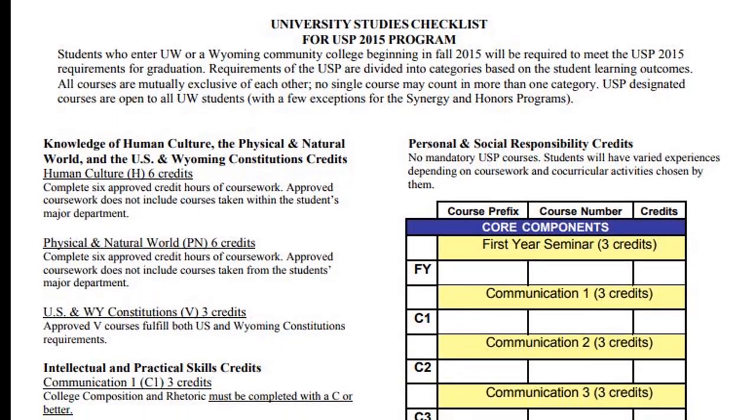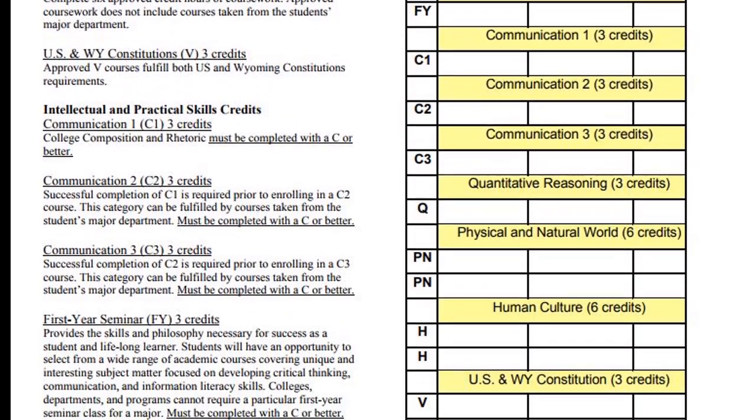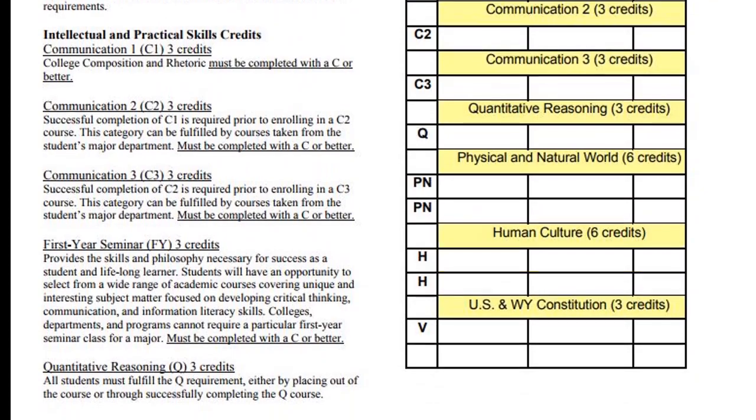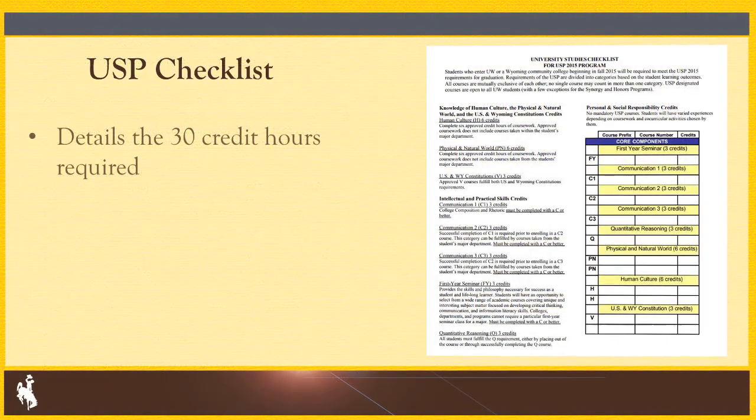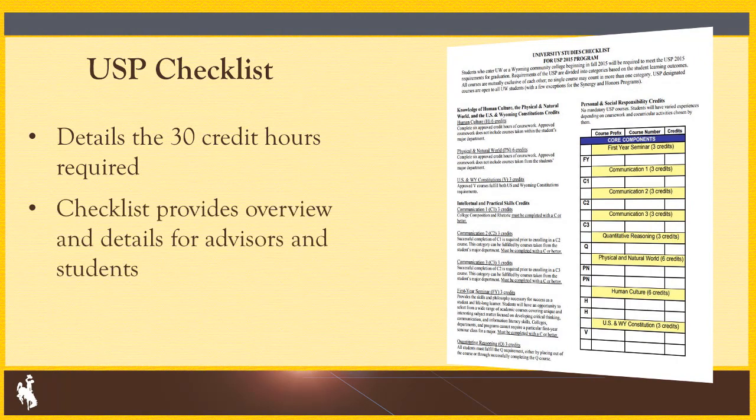Here is the USP 2015 program check sheet that's available on the USP website. It gives an overview of the 30 credit hours that are required for the program. We'll go into each of these in more depth in a moment, but this is a great resource for advisors and students to have an overview of what the program is and what each attribute entails.